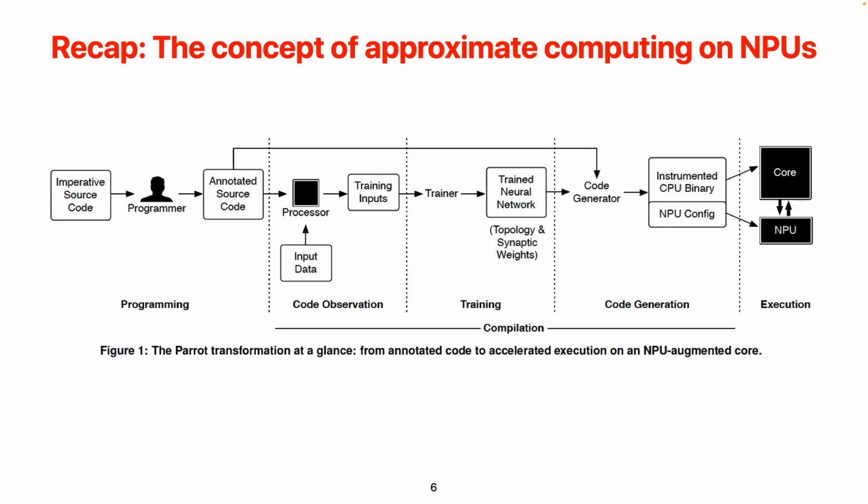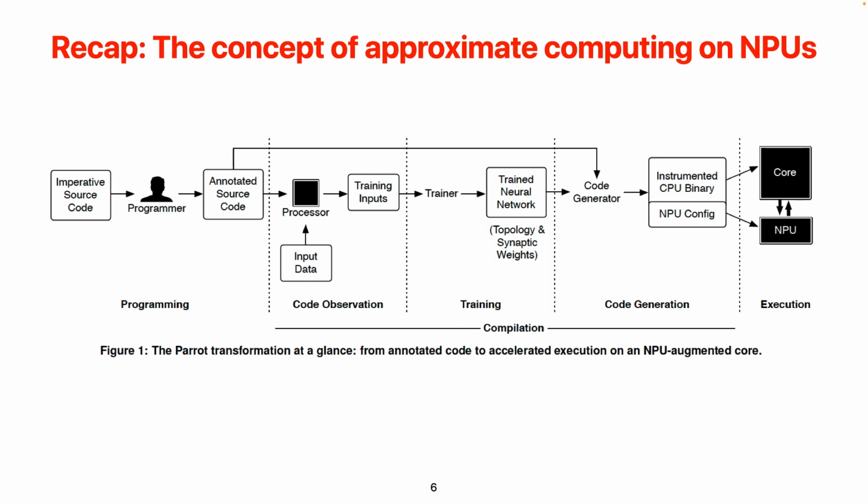And if you remember, this is the process of the concept of approximate computing on NPUs. So can some of you summarize the whole idea behind approximate computing using NPU? Like maybe in one or two sentences. Okay, Cameron? Less accuracy for more power energy efficiency.